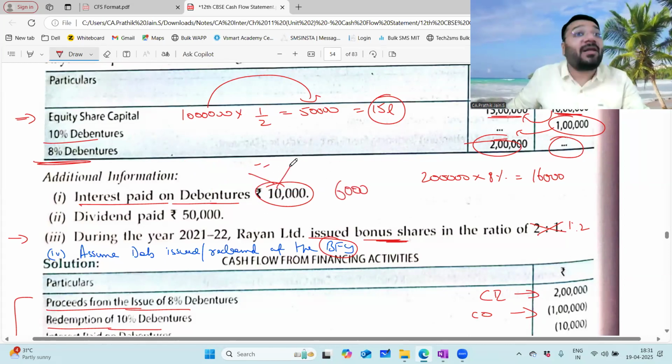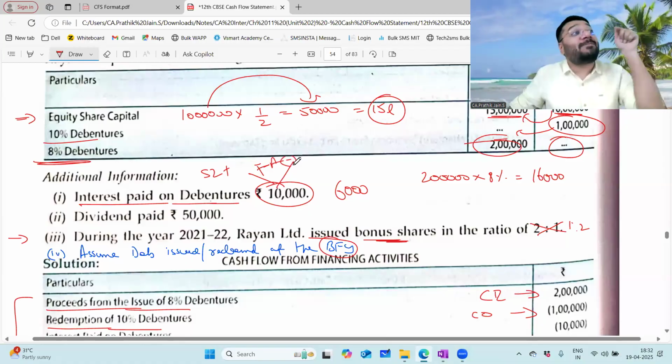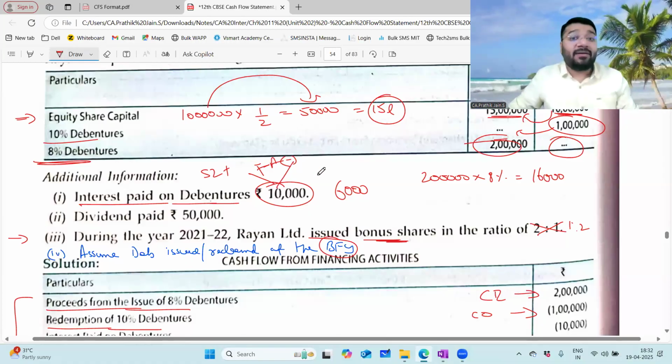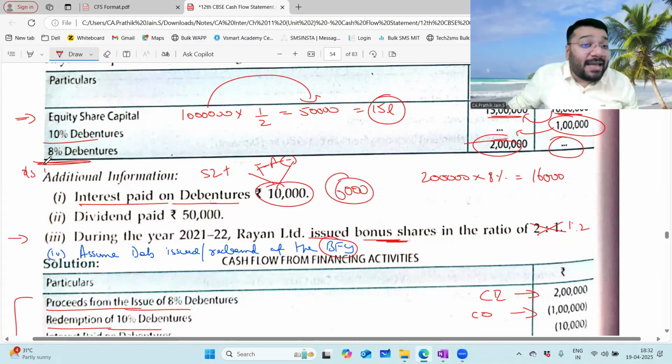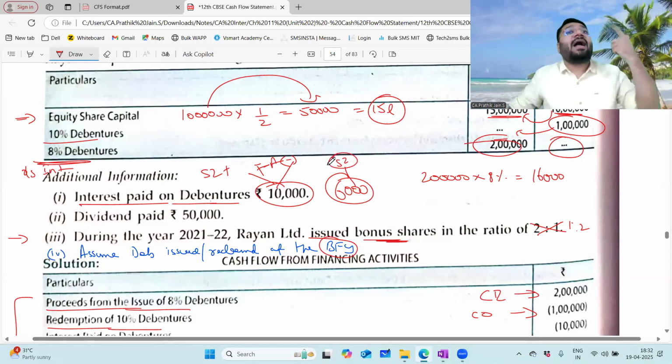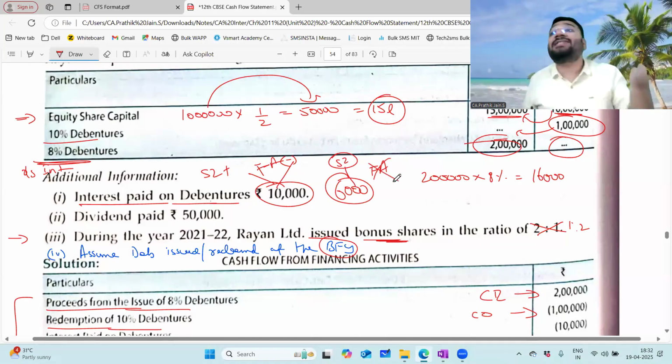So this 10,000 will come in 2 places. In segment 2, you will add back, and in financing activity, you will minus because it is paid. Remaining 6,000, interest is not paid. Outstanding interest on debenture will come. Now, in segment 2, you will add back, not in segment 3. This always goes to segment 2. But in financing activity, will not minus because it is not paid.